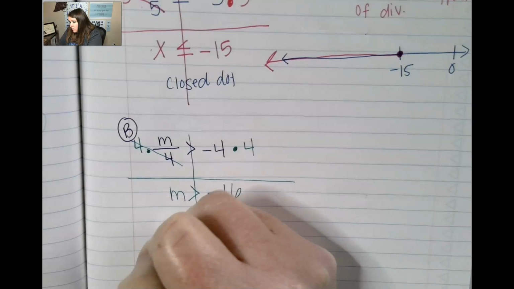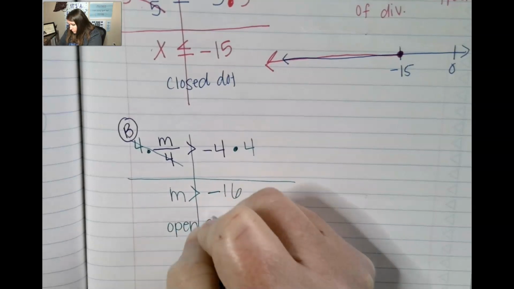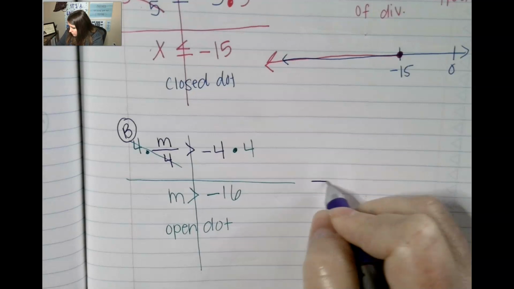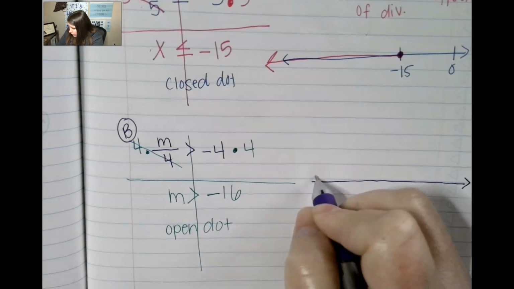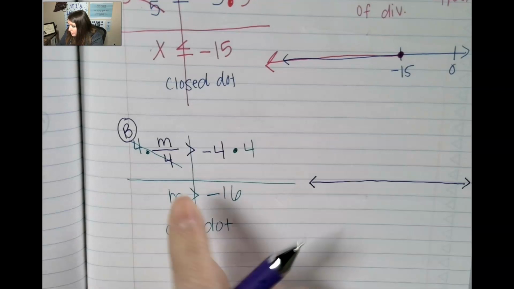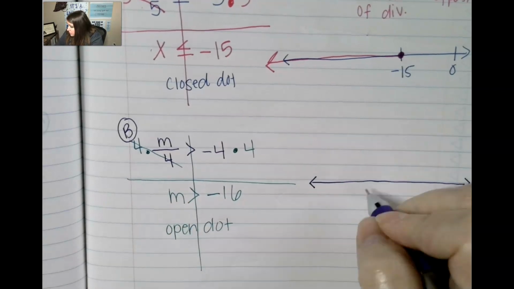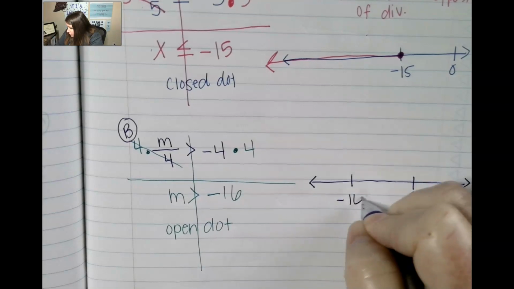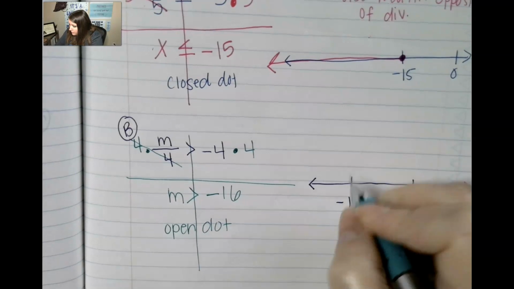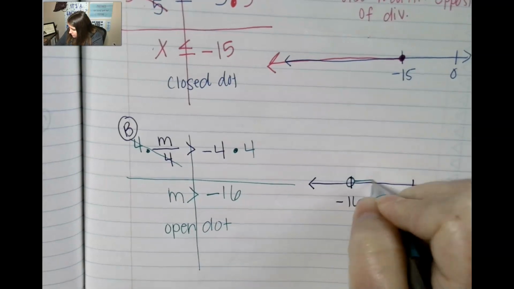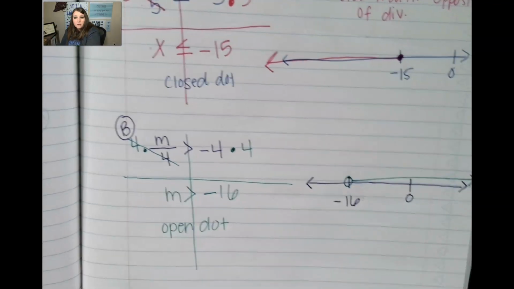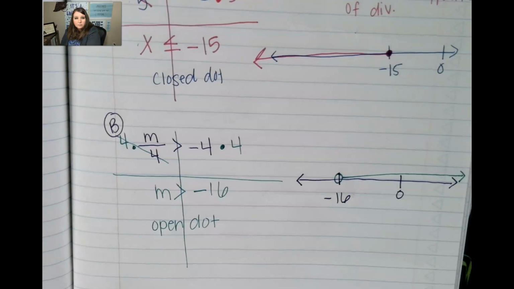It says we're going to use an open dot. And let's go ahead and graph this one. So let's get out our graph here. We want it to be greater than -16. My letter is on the left, so I don't need to do anything about that. I'm going to open dot. I don't need to switch anything. Open dot, and it's greater than. It's open dot because there's no line underneath it. And it's greater than.